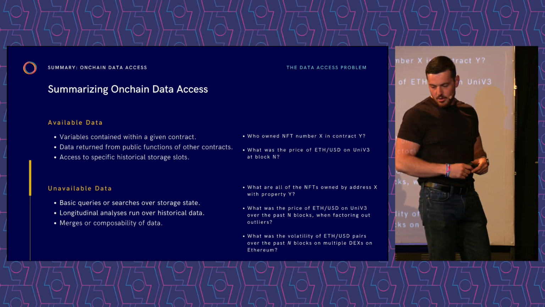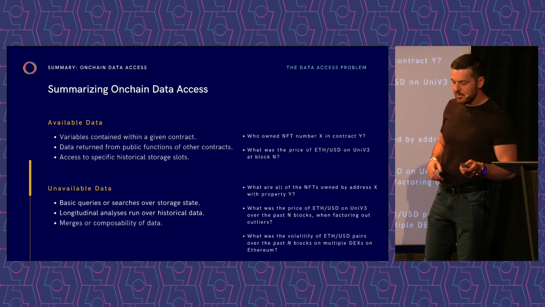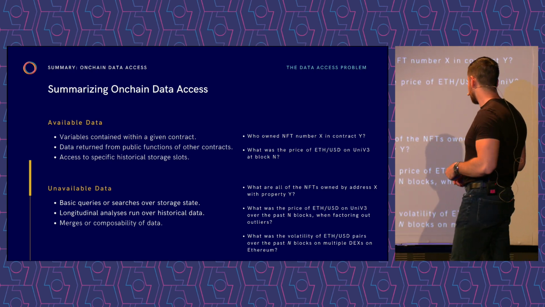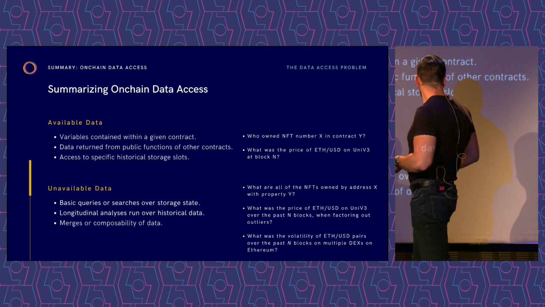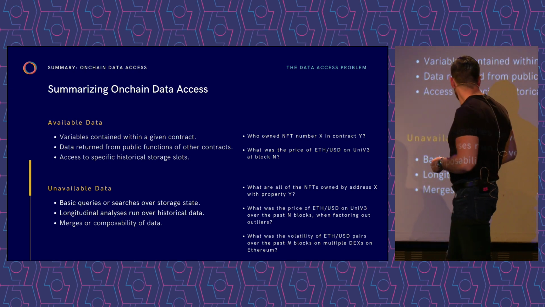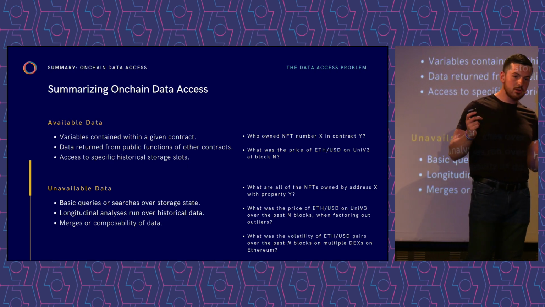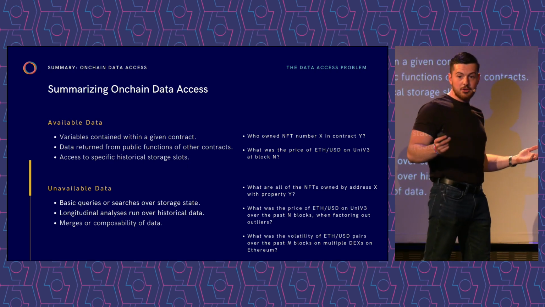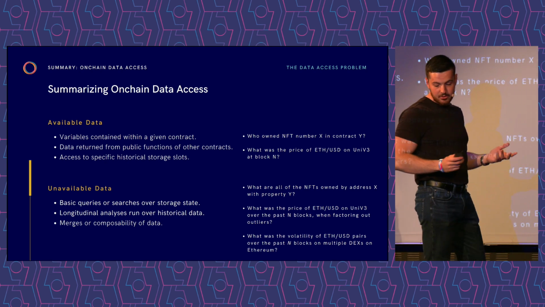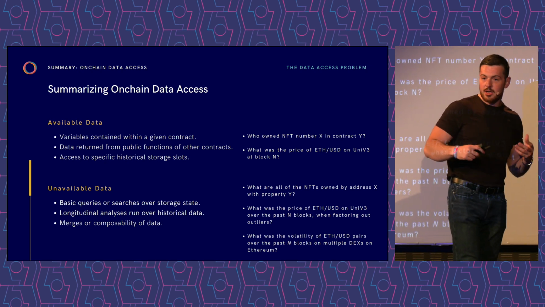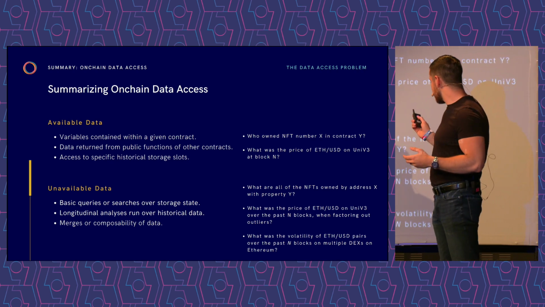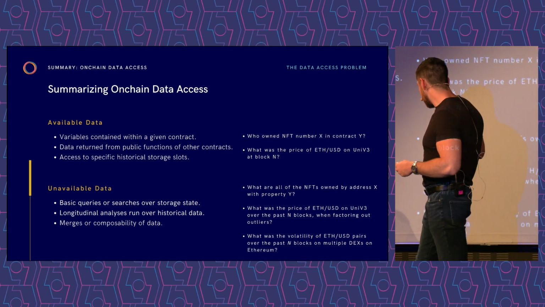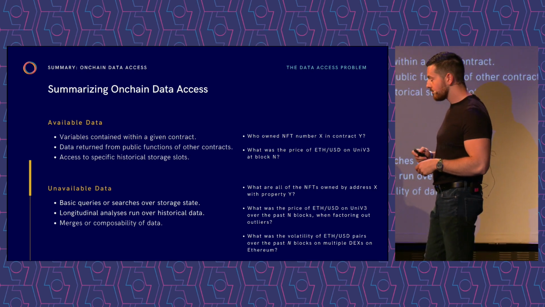You can't say, what are all the NFTs owned by address X with property Y? What is the price of ETH to USDC on UniV3 over the past N blocks when factoring out outliers? Or, what is the standard deviation of price across this asset pair on this chain, and what is that over the last N blocks so I can derive volatility? You're fundamentally constrained by your access to data and the computation you can run on top of it.